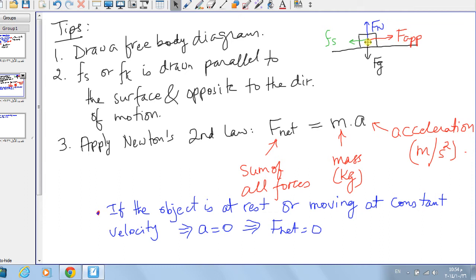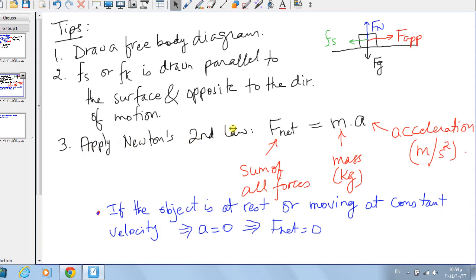If the object is not moving, then the opposing force is the force of static friction. Second, Fs or Fk is drawn parallel to the surface. As you see here, Fs or Fk always has to be drawn parallel to the surface and in the opposite direction to the motion. Fs is in the opposite direction. The third tip is to apply Newton's second law.